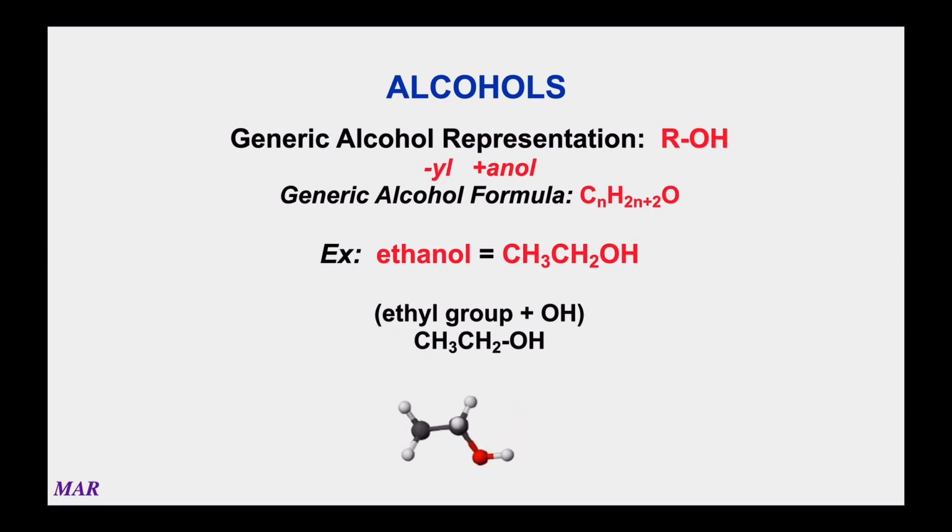If you have the alkyl group, you take the yl off the name and you add anol. So you can see down there is an example of ethanol. Ethyl was the alkyl group, 2 carbons. Take the yl off for eth, then add anol, ethanol. And the formula is CnH2n+2O.